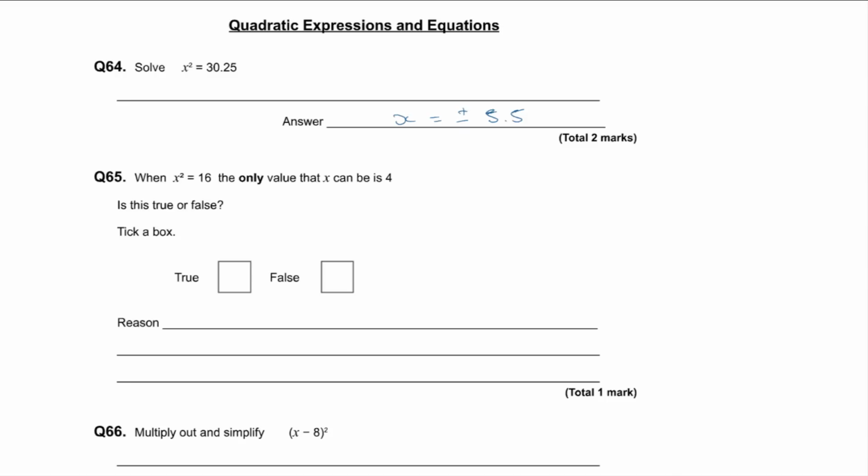65, when x squared equals 16, the only value that x can be is 4. Is this true or false? Well, I've just explained that. It's false, because x is going to be equal to plus or minus 4, so there are two solutions. Okay, there are two solutions, not one.